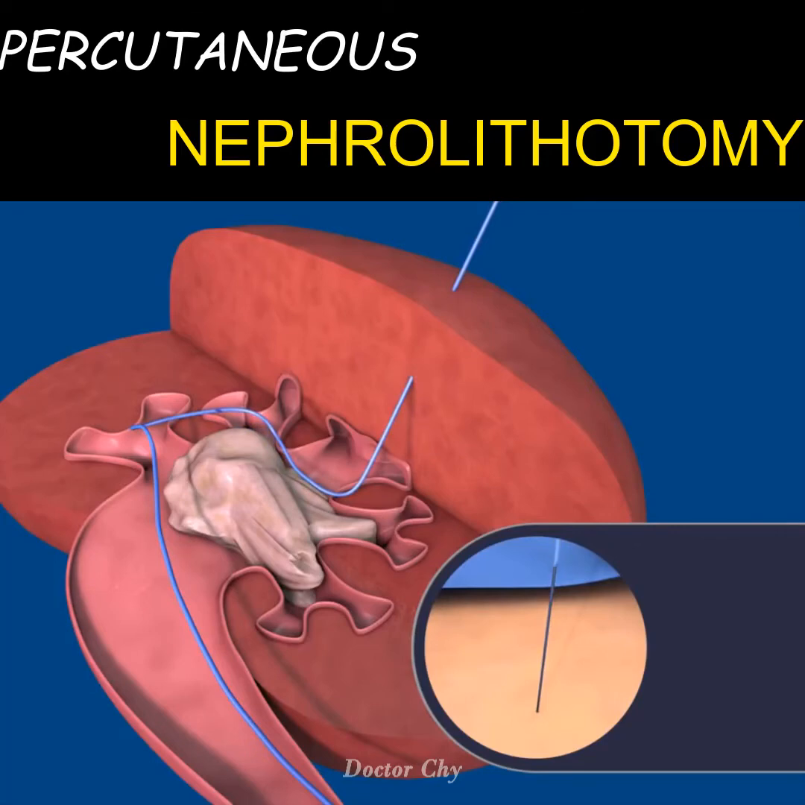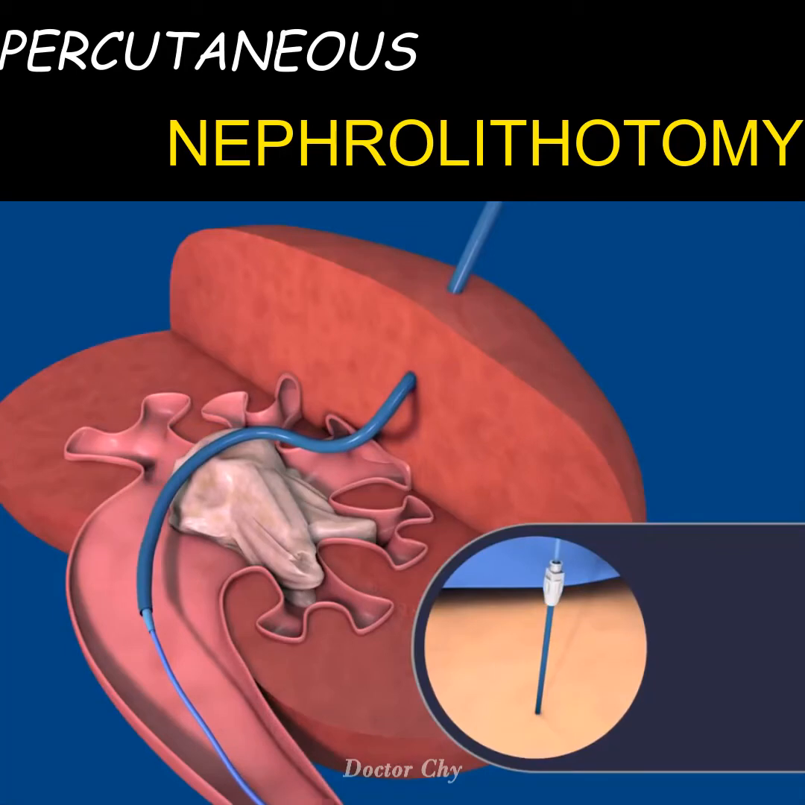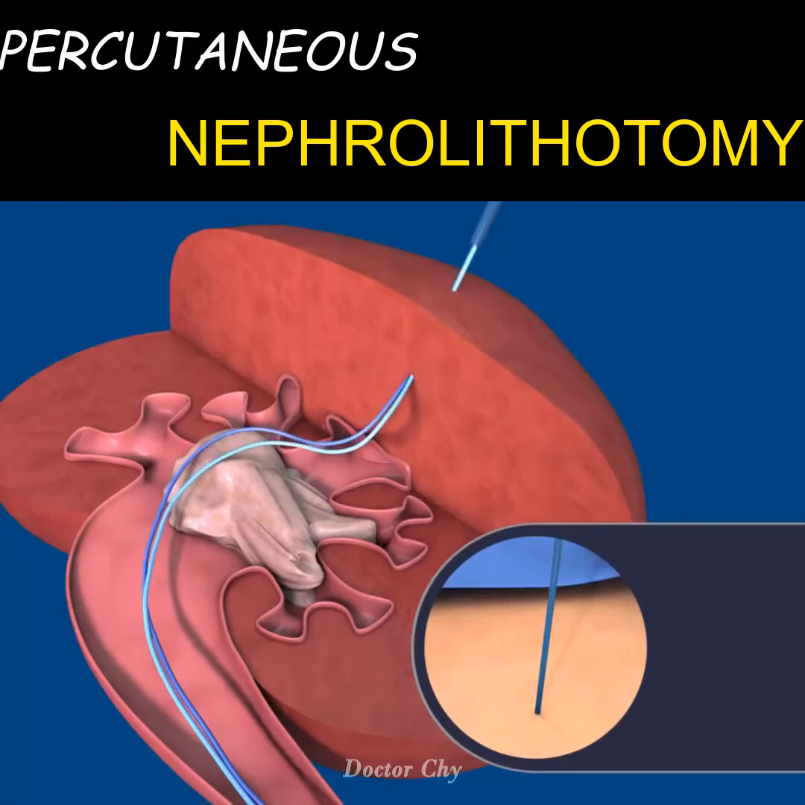Slide an 8-10 French dilator sheath over the guide wire. Slide the 8 French dilator past the stone and into the upper ureter. Slide the 10 French dilator past the stone and into the upper ureter. Remove the 8 French dilator. Insert the stiff working wire through the 10 French dilator down into the bladder. Remove the 10 French dilator.